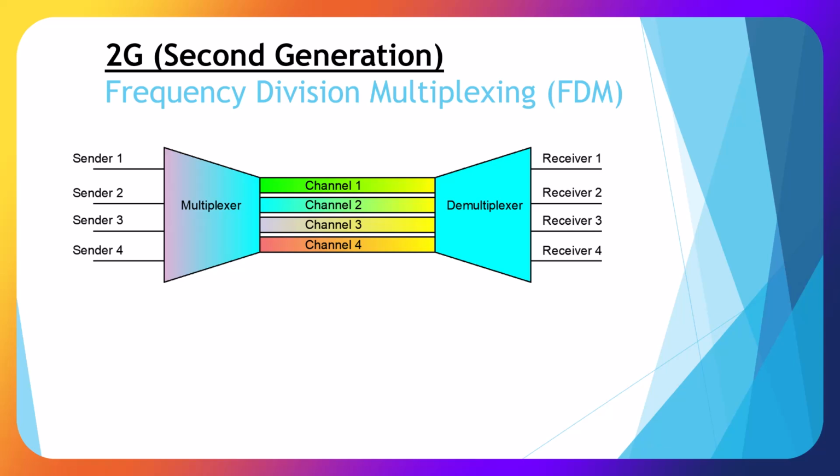Here we have frequency division multiplexing, FDM. Frequency division multiplexing, FDM, is a technique that allows multiple signals to be transmitted simultaneously over a single communication channel by allocating each signal a distinct frequency band. This is achieved by dividing the total available bandwidth into a series of non-overlapping frequency bands, each carrying a separate signal. So we have a multiplexer, 4 channels, and we demultiplex out of the other end.